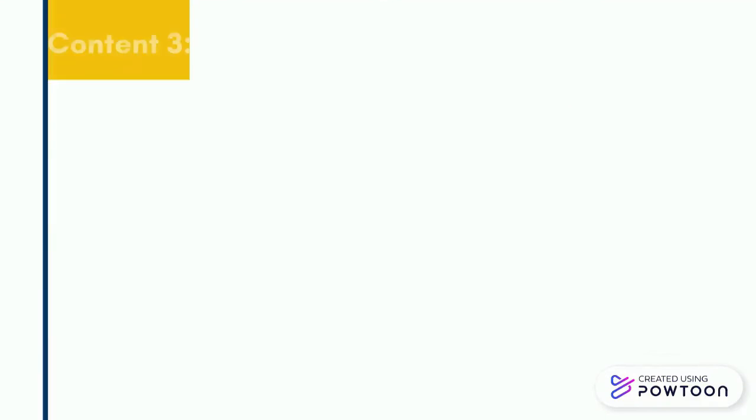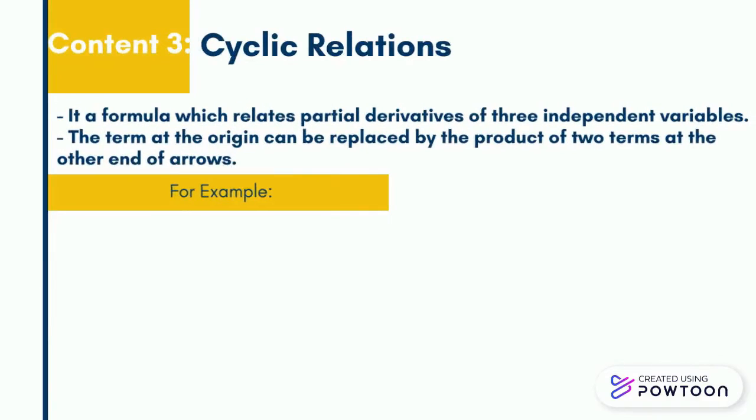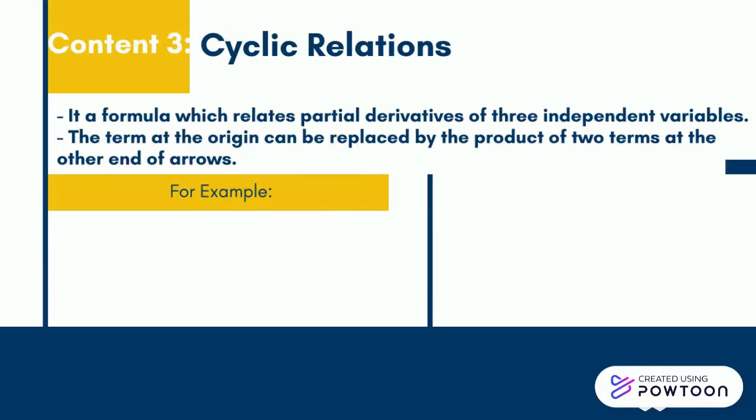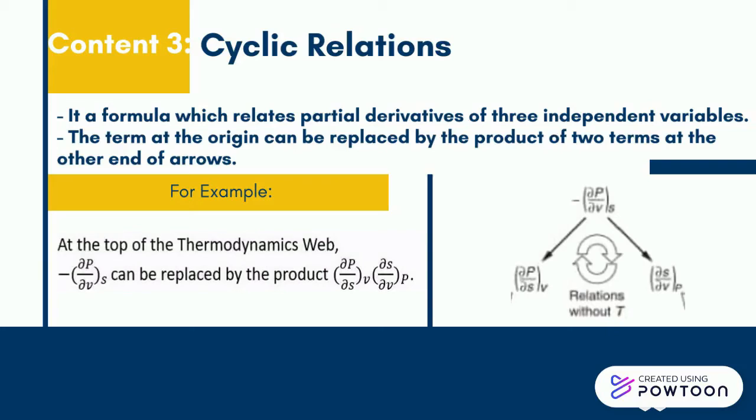Let us talk about the cyclic relations. Cyclic relation is a formula which relates partial derivatives of 3 independent variables. When we apply cyclic relations in the thermodynamic web, the terms at the origins can be replaced by the product of 2 terms at the other ends of the arrow. For example, you may refer to the figure. At the top of the thermodynamic web, negative ∂P/∂V can be replaced by the product of ∂P/∂S and ∂S/∂V.